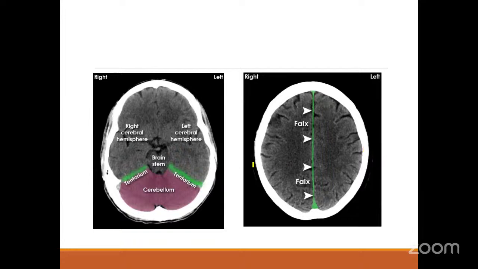So as I said, these are the meningeal reflections which form the tentorium cerebri and the falx cerebri. Sorry for getting the slide a little later in the sequence.